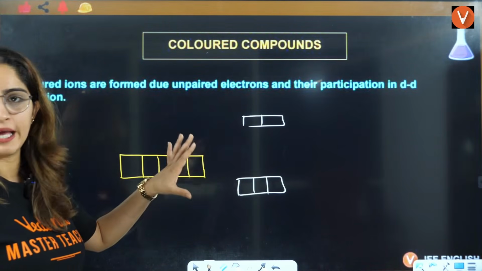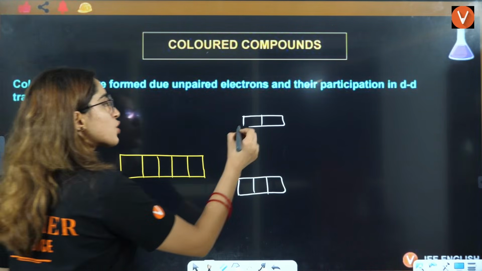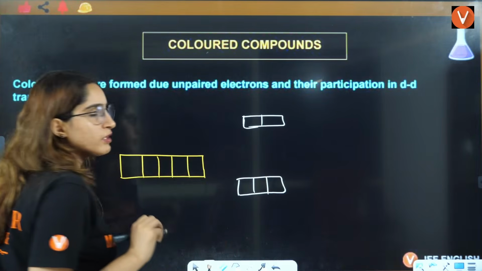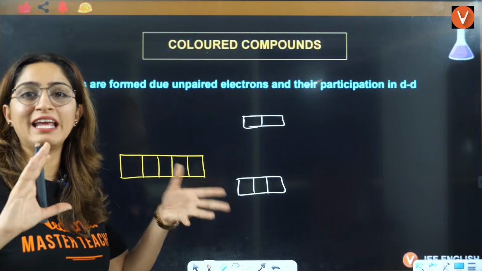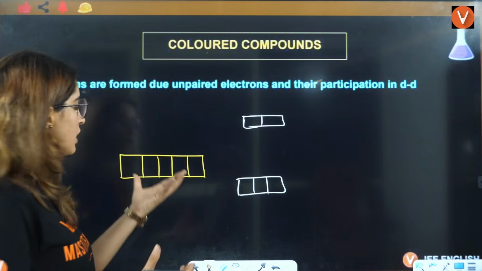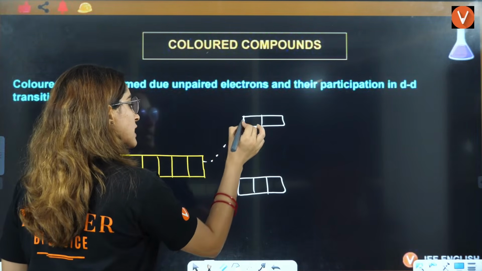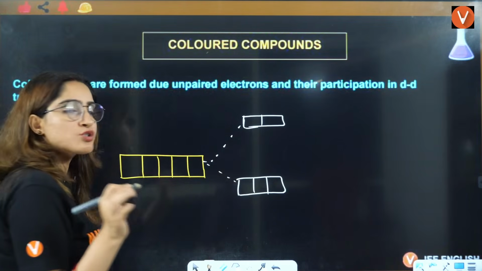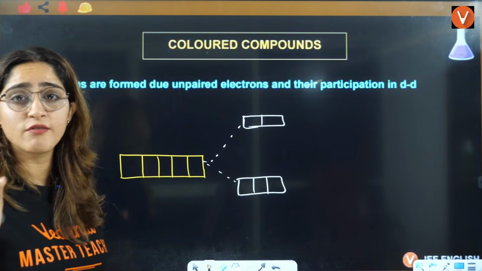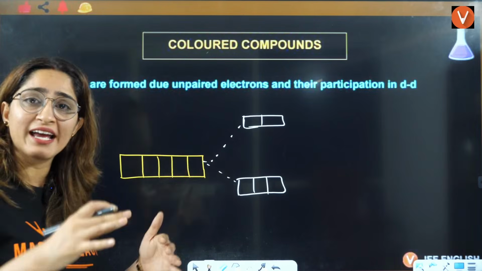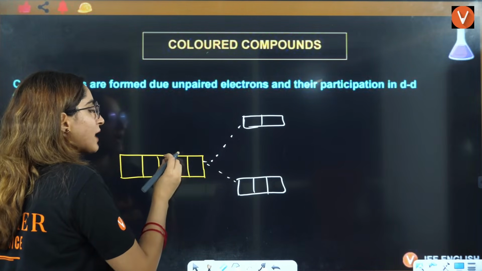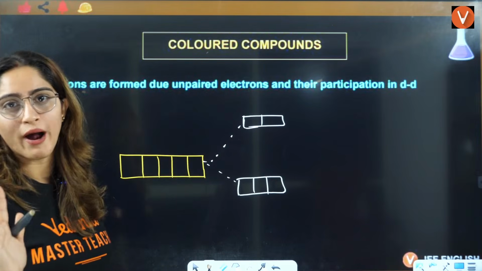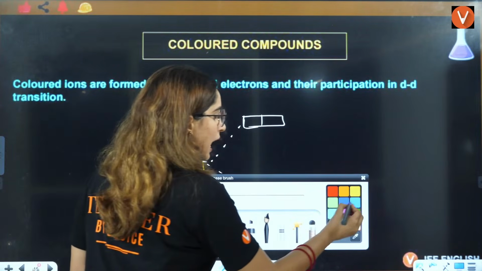The orbitals will be split into two sets of different energies, right? One will be higher in energy, one will be lower in energy. This will not remain degenerate. Degenerate means having the same energy. Here all of them have the same energy, but because of crystal field theory, because of ligand interaction, there are many things behind that. For now, just remember that this will get split into 2 parts, right?